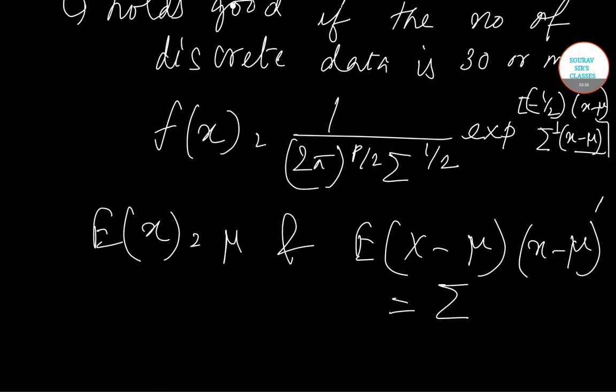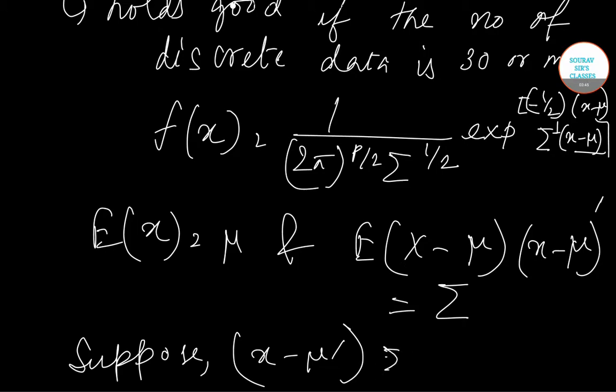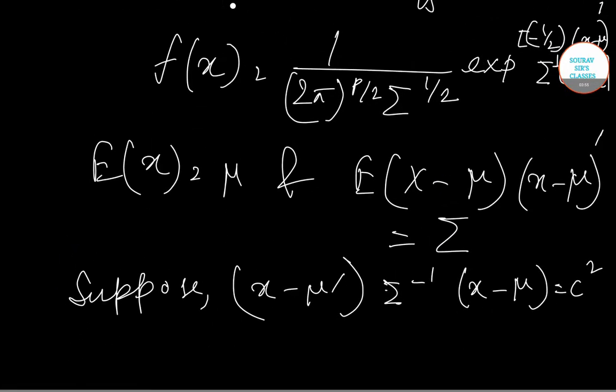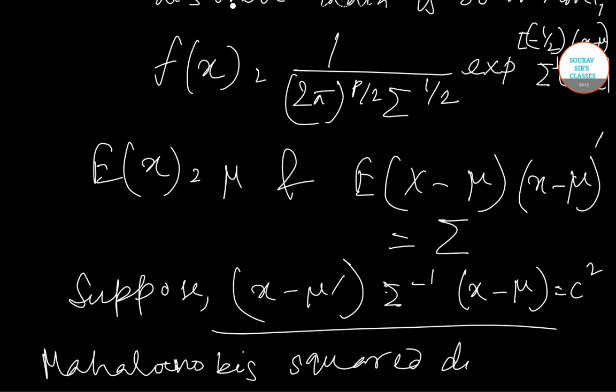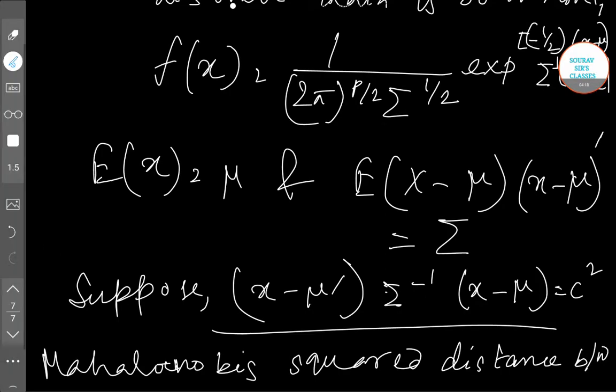Also, suppose x minus mu dashed multiplied by capital sigma to the power minus 1 multiplied by x minus mu is equal to c square. This particular part is known as Mahalanobis squared distance between x and mu.